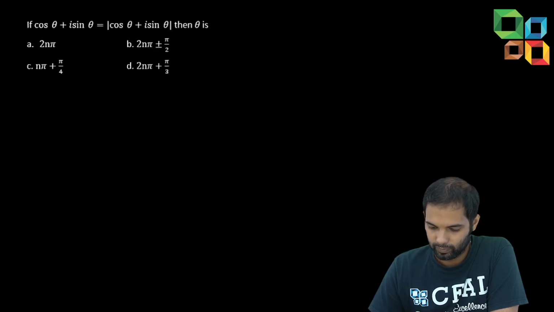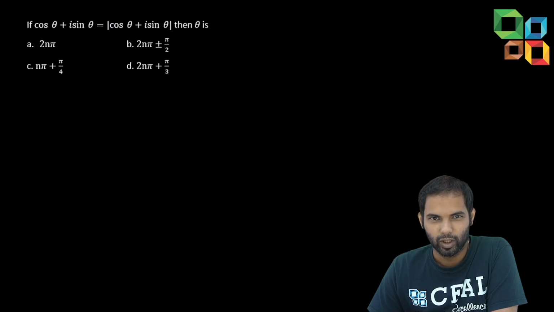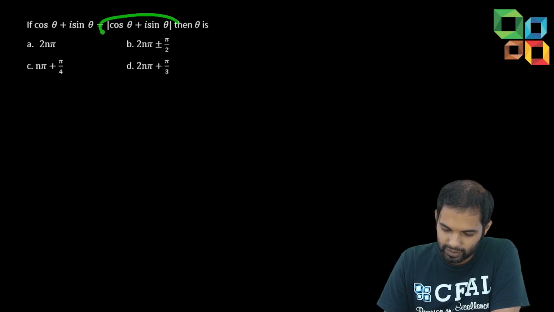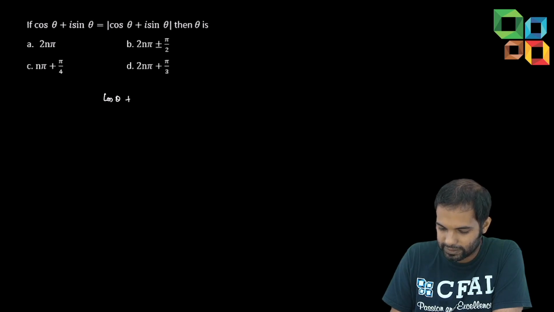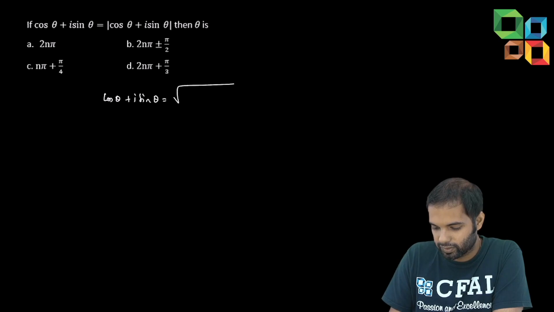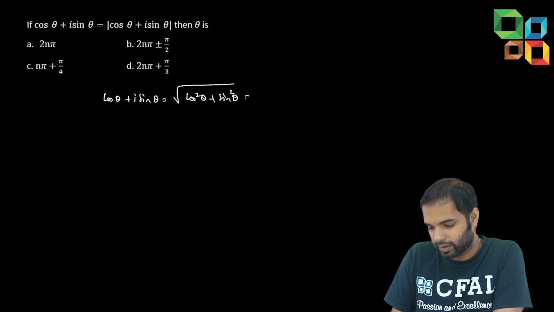So look at this problem. We're equating a complex number to something of a mod. So we know a mod is nothing but a real number, right? We're going to get a modulus or the distance from the origin. Okay. So what is the modulus of this? So cos theta plus i sin theta is the modulus. That means it's square root of cos square theta plus sin square theta, which is nothing but 1.